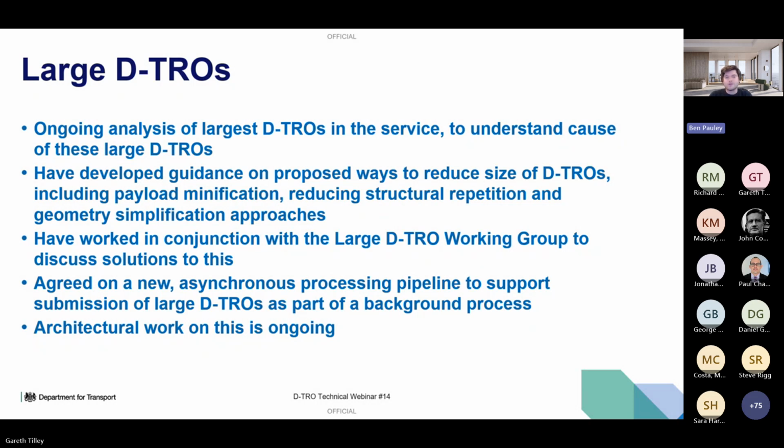We've been working closely with the large D-TRO working group to also discuss solutions to this problem. An output of that is we've put together and agreed a new pipeline for supporting the submission of these large D-TROs, handled in the background, so not in that request response lifecycle. A lot of architectural decisions have been made around that. The architectural work is ongoing, but I'm pleased to report that we now have an agreed approach for how we will do this, and we understand the core architecture of how this will work. We'll update you further as we get through the majority of this work.